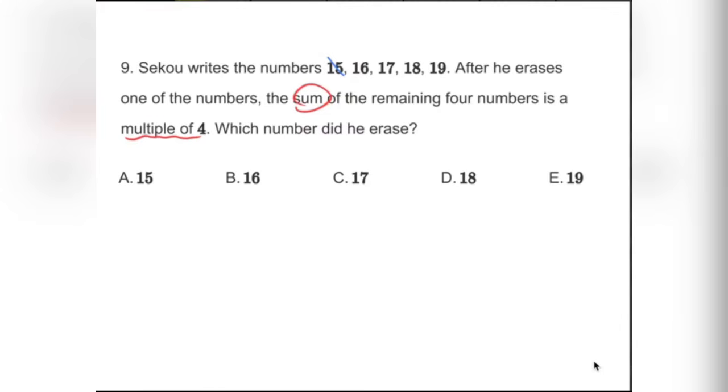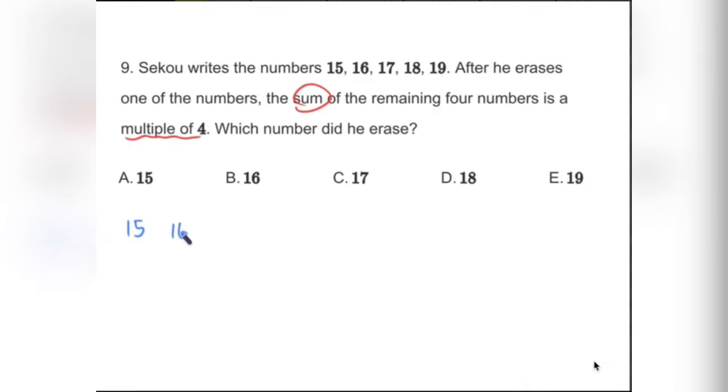And then following this, you can try, what about I erase 16? Then you will see 15 plus 17 plus 18 plus 19, you add them together, is the result divisible by 4? And then following this again, let's move on. If you erase 17, then what about the sum of the rest of the 4 numbers? It is divisible by 4. But actually, we have a faster way. Let me show you, everyone.